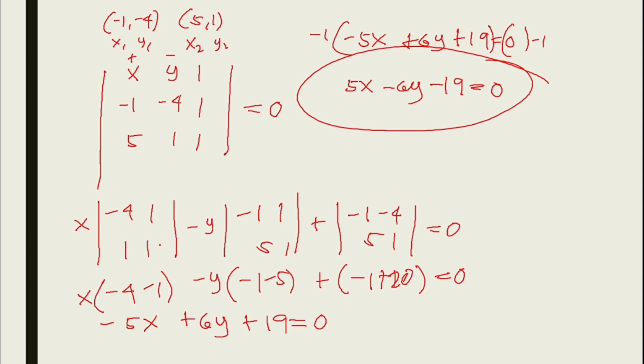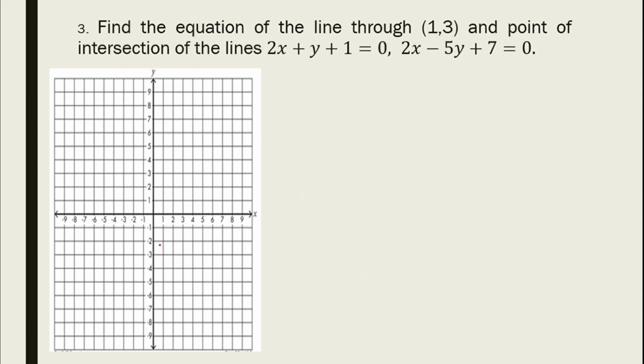Okay, so let's see now number 3. Find the equation of the line through (1, 3) and the point of intersection of the lines 2x plus y plus 1 is equal to 0 and 2x minus 5y plus 7 is equal to 0. So first we need to find the intersection. We have 2x plus y plus 1 is equal to 0, and 2x minus 5y plus 7 is equal to 0. So subtract here to get the intersection.